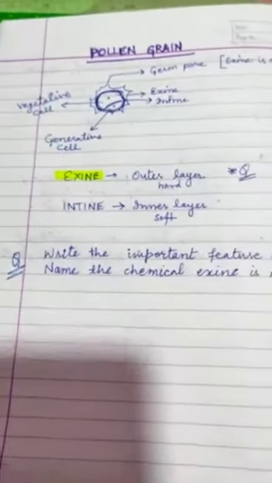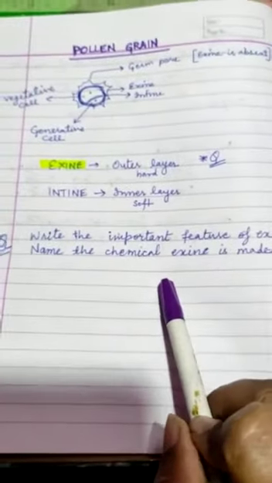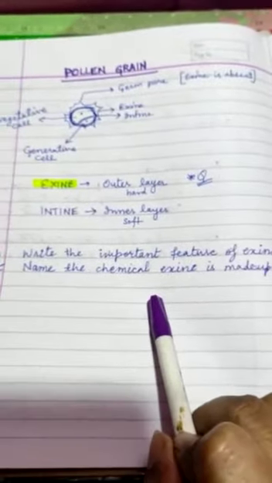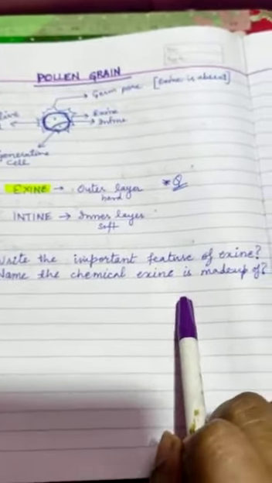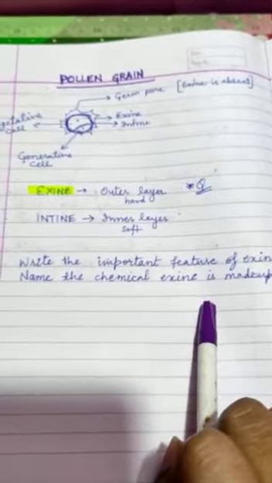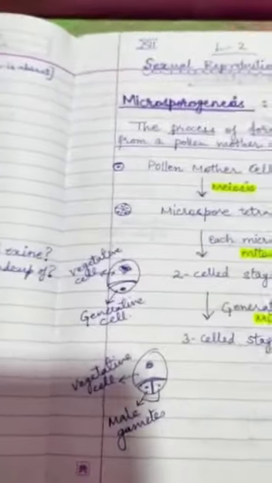Okay, you have to do the questions. Write the important feature of exine and name the chemical by which exine is made up of.